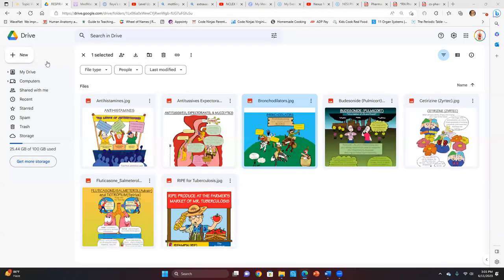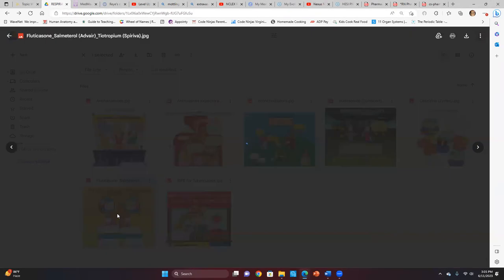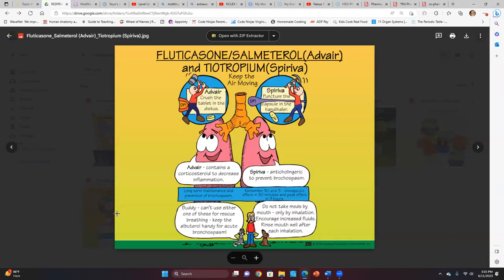Okay, so fluticasone, I think I have one on that. Yes. So this fluticasone is not for severe asthma attacks. Okay, this is your Advair. And so it has a Diskus. And after we open the Diskus, it's good for 1 month. And never exhale into the Diskus.